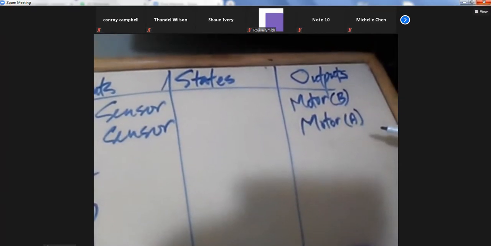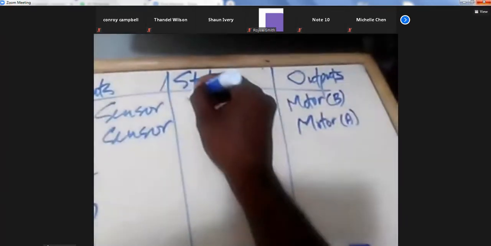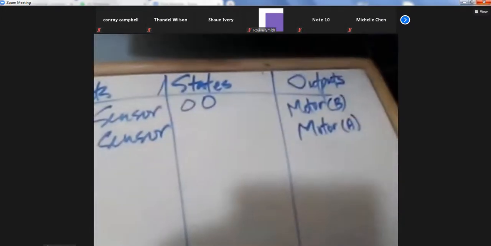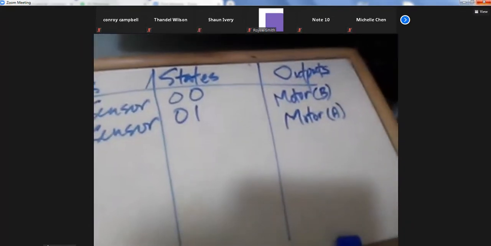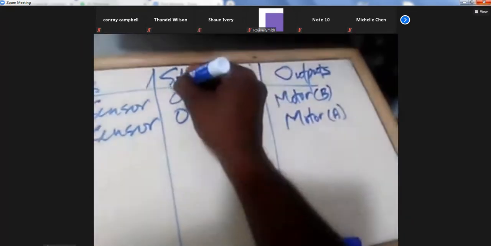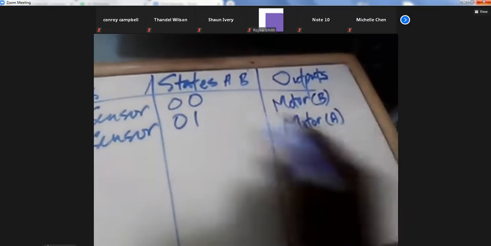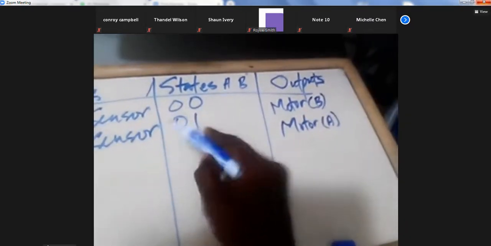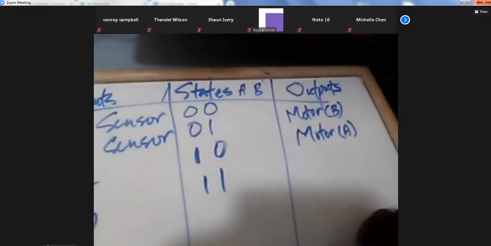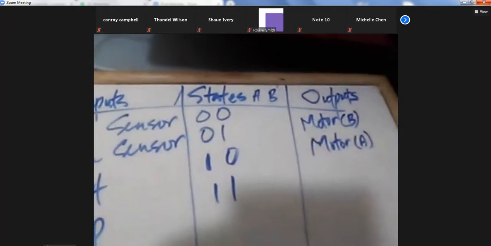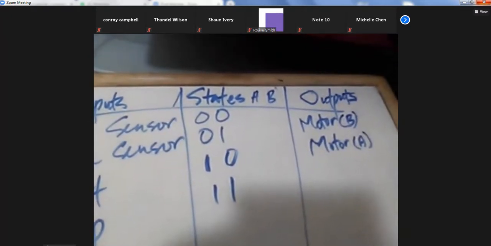On and off, sir. All right. So let me write down. I'm going to put 0, 0 to set both motors off. 0, 1 to say that is A and B. So both motors off, A off, B on. The next state that it could be in is A on and B off. And the final state that the system could be in is both motors on.